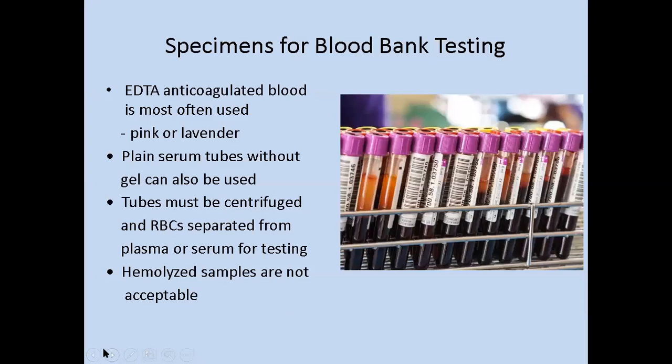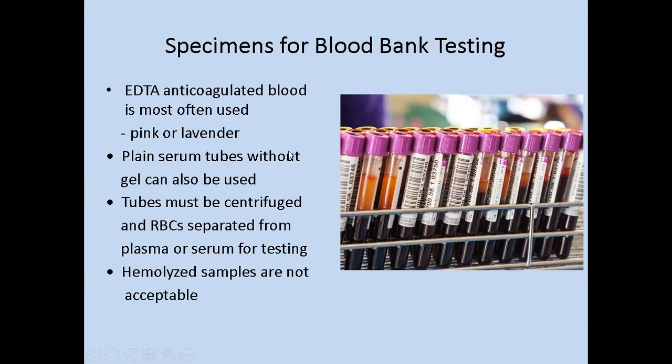So specimens for blood bank testing, most labs use EDTA anticoagulated blood. Most of them use the pink EDTA tube. I'm sorry, I could not find a good picture on the internet, so you're going to see the lavender. They would separate this plasma from the red cells. The red cells would stay in the original tube. The plasma would go into an aliquot tube that has the same label on it, okay? And they're rubber banded together as a sample set because both are tested in blood banking.